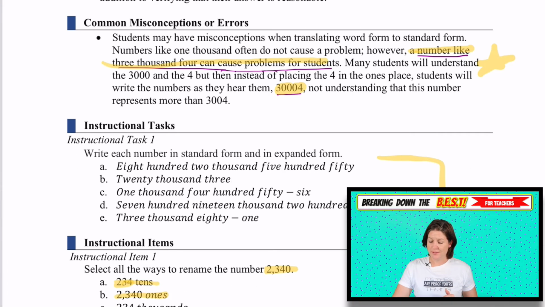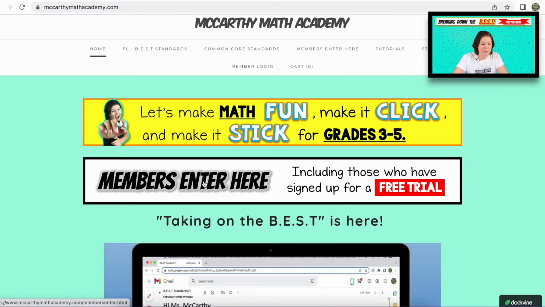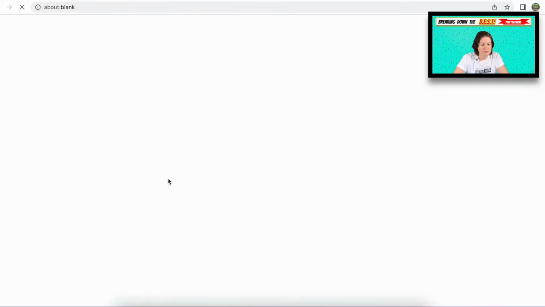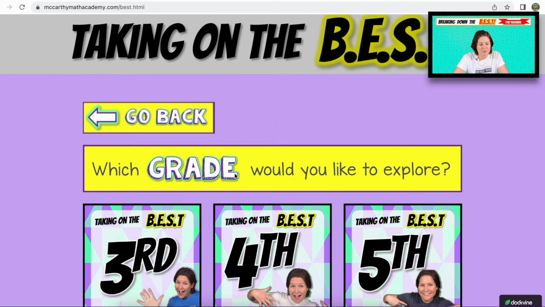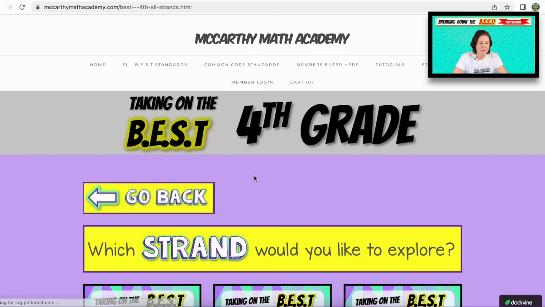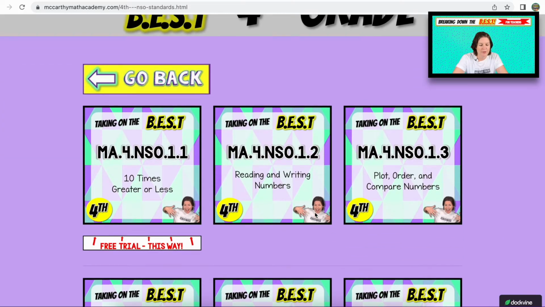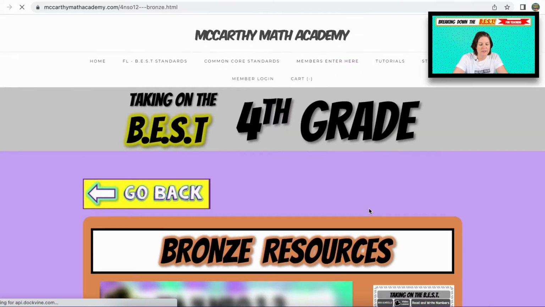Speaking of Taking on the B.E.S.T, let's get to the resources that you have access to, okay? Let's talk about what it is. All right, so here we go. We're going to go to Members, enter here. You can also use the tab up there. We are, of course, going to Taking on the B.E.S.T because we are in Florida, B.E.S.T standards, fourth grade. Which strand do we want? NSO. And we're on 1.2, reading and writing numbers.